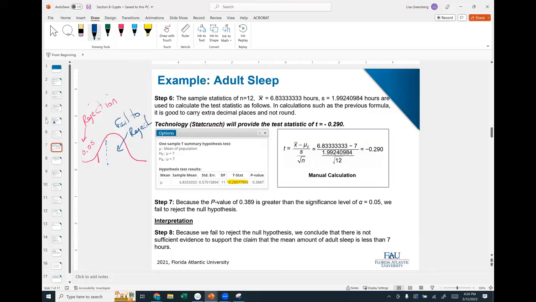Okay, so we failed to reject the null hypothesis. Because we failed to reject the null hypothesis, the only conclusion we can make is that we don't have enough evidence to support the claim that the mean amount of adult sleep is less than 7 hours. Just like if I was in court and I didn't have enough evidence to prove someone was guilty, I'm not saying they're innocent. I'm saying that they're not guilty because we don't have enough evidence to prove their guilt. So think of it like that, okay?